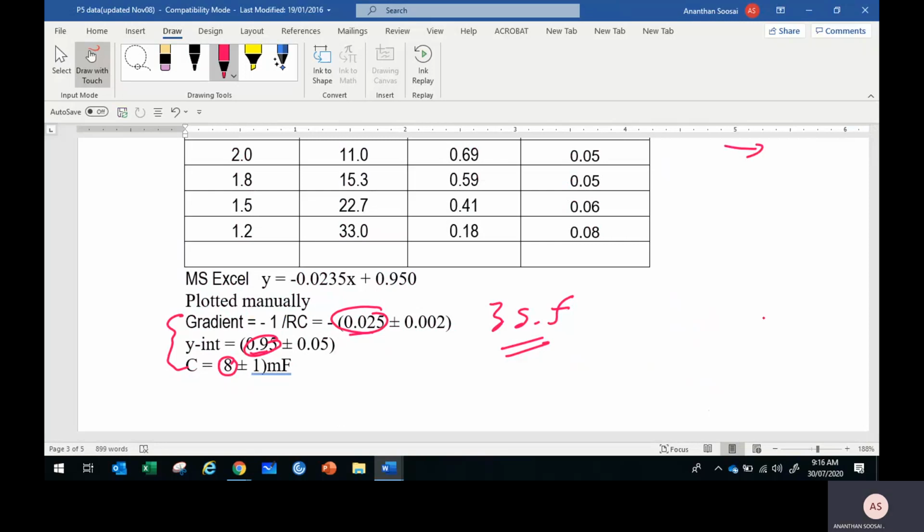I think you should get 0.00 something. 0.008. Yeah, so if we change it, it becomes millifarad, around 8. Or you can leave it as farad if you want, then it could be 0.008 something, in 3 significant figures.